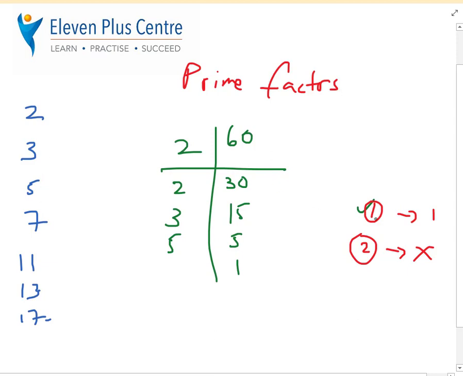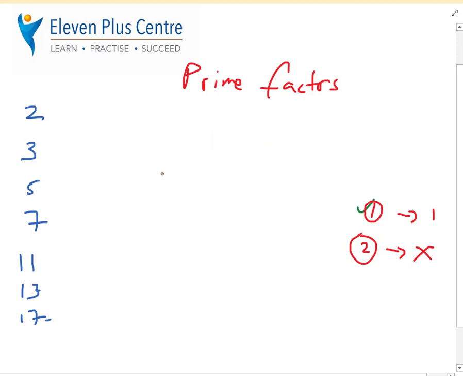So the first condition is met. We've ended with 1. The second condition is that we have to multiply our factors together. These 4 are our factors. 2 times 2 is 4. 4 times 3 is 12. And 12 times 5 is 60. I'm really confident that this is correct. Okay, this is how we double check.